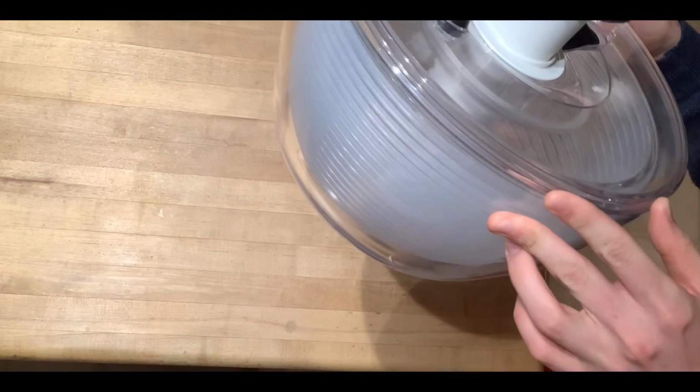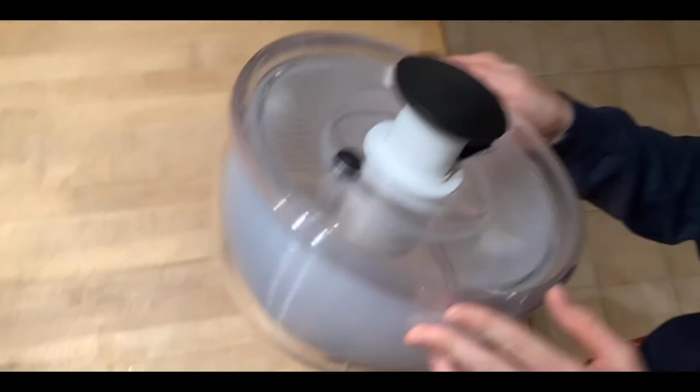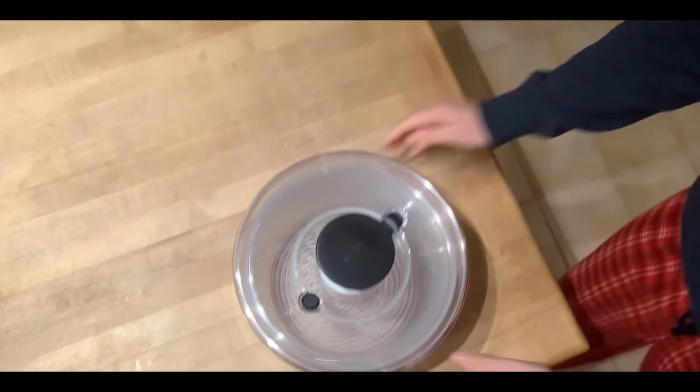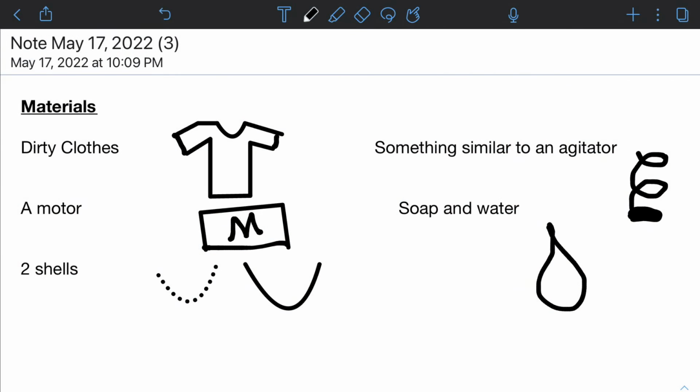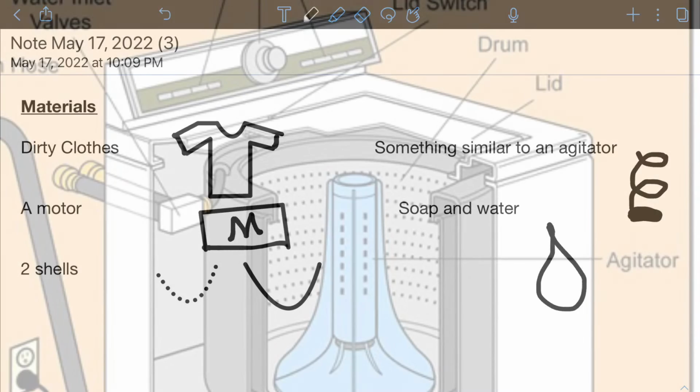In this example, my hand is pressing down on the center of the salad tosser, which acts as a motor, causing the inside drum to spin. To recreate a washing machine in a lab experiment, all you would need is dirty clothes, a motor, two shells with one of them being something water can pass through, something that can be placed in the inner shell to create friction with the clothes, and water and soap.